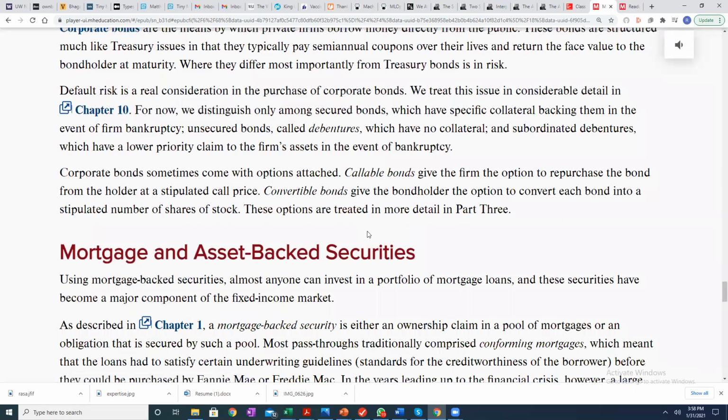Debentures. Corporate bonds sometimes come with options attached. Callable bonds give the firm the option to repurchase the bond from the holder at a stipulated call price. Convertible bonds give the bondholder the option to convert each bond into a stipulated number of shares. So a callable bond can be called back by Tesla. A convertible bond can be converted by an end customer into common stock.